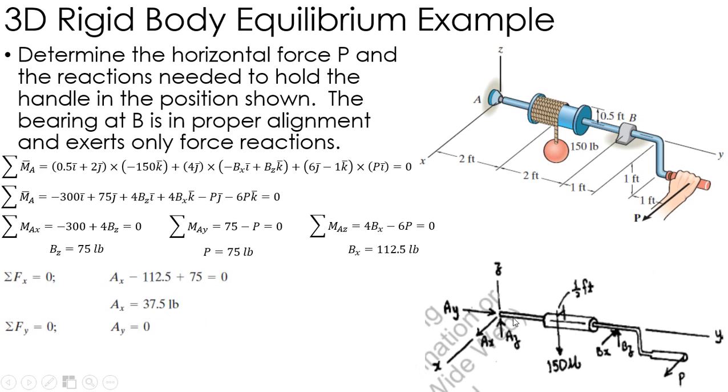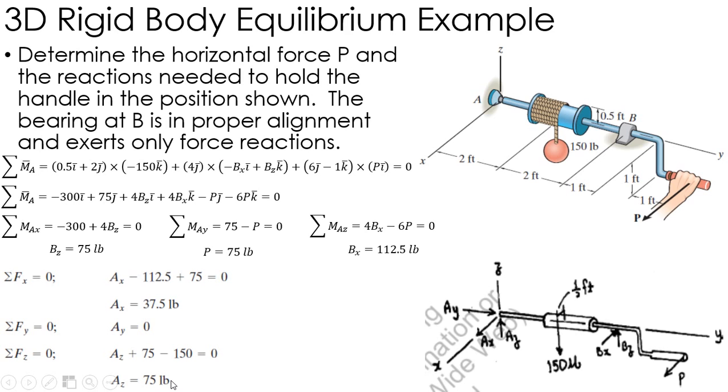Sum of the forces in the y direction, I have Ay. I'm sorry, Ay is in this direction, and that is the only force I have in the y direction. So I know that Ay has to equal 0, because the sum of the forces in the y has to equal 0. Finally, I have the sum of the forces in the z direction. So I have Az, I have negative 150, and I have Bz, which is 75. So Az plus 75 minus 150 means Az equals 75.